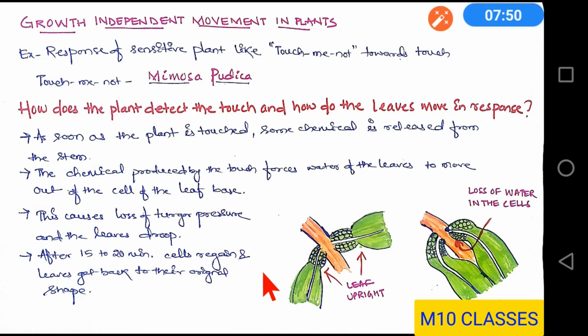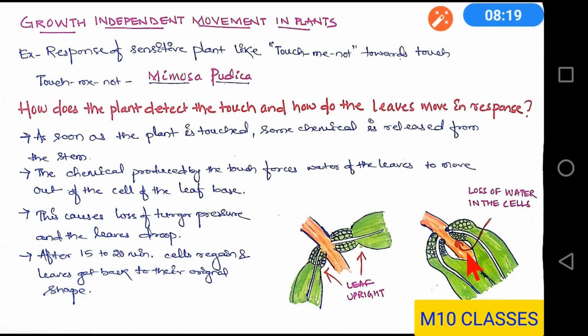Now look at this. This is the leaf of a touch-me-not plant, which is now upright. Now you can see here it is a swollen base, which is also known as pulvinus. Now whenever the leaf is touched, a chemical gets transmitted through the leaves, and here in the base at the pulvinus, it loses water immediately. When it loses water, it becomes flaccid, and that's why the leaves droop.